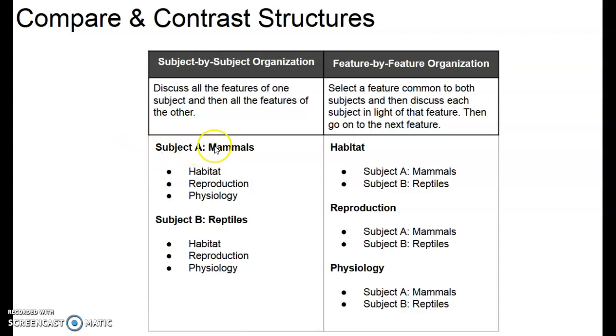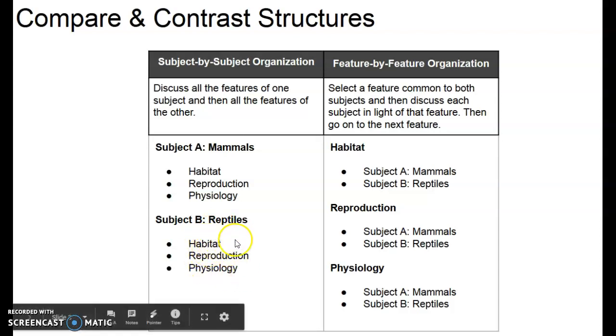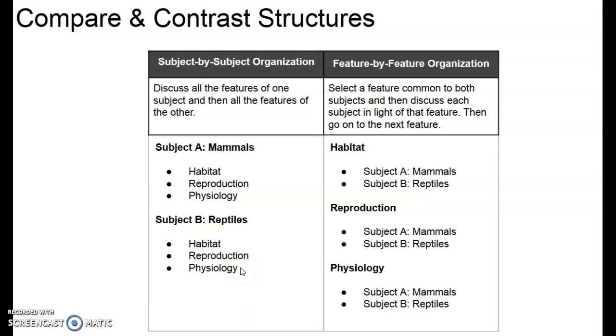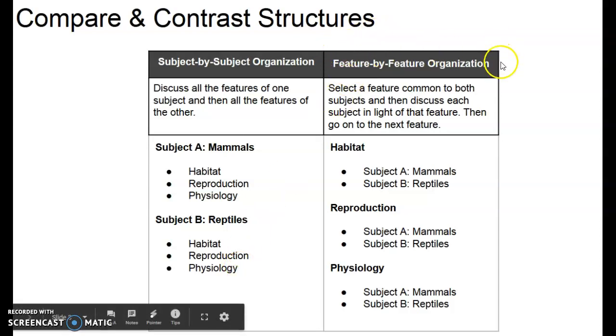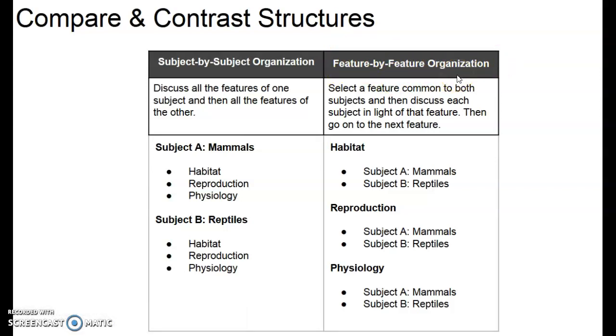So here, subject A is mammals, and we're going to talk about their habitat, their reproduction, and their physiology. Subject B is reptiles, and we're going to then, in that paragraph, talk about, again, the habitat, the reproduction, and the physiology. A second way to organize a compare and contrast essay is to use feature by feature organization.